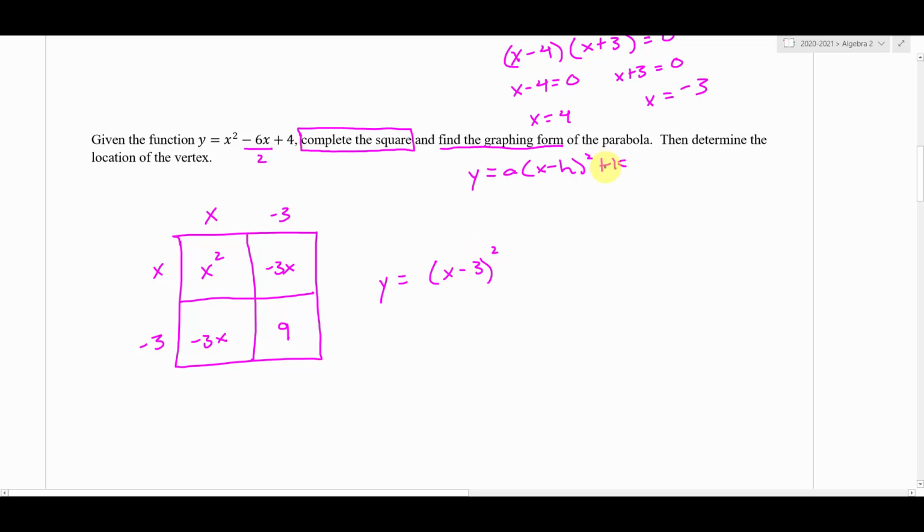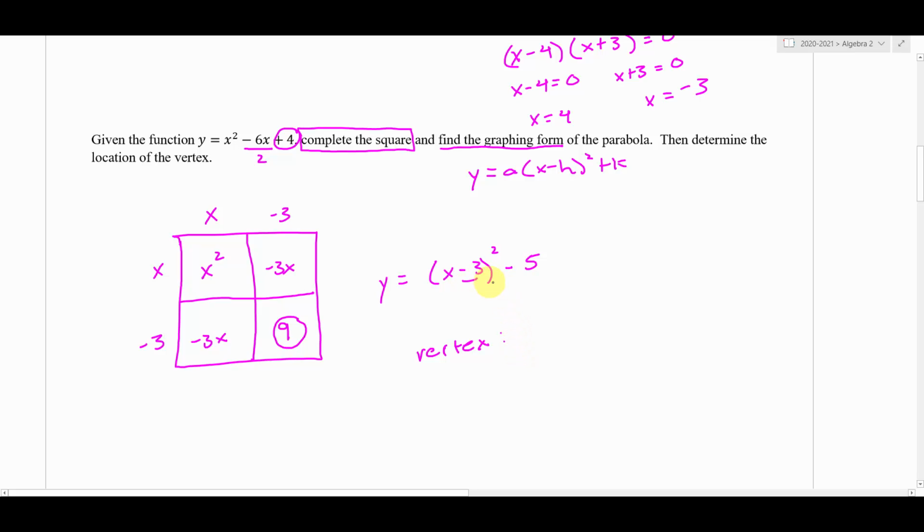Okay, now we've got to take care of the plus k part, and to do that we have to compare this number, the 9, to this number on the end of our original equation. We got a 9, but we needed a 4. So we have to go from 9 down to 4, and to do that I'm going to have to subtract 5 off the end. So now it looks a lot like this thing here, right? And we can see all of the graphing information that we've been studying for the last 2 weeks. We can see our horizontal translation, we can see our vertical translation, and that means I can tell you exactly where the vertex is.